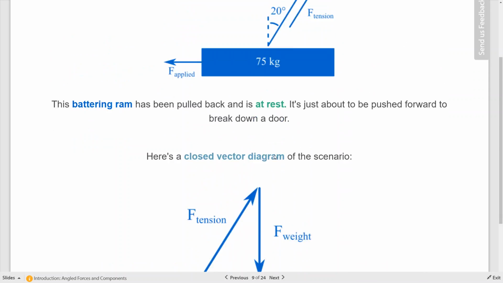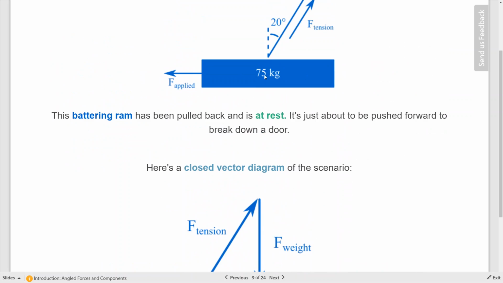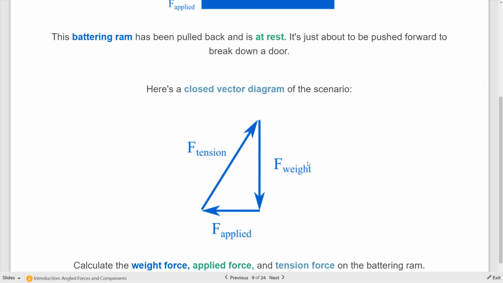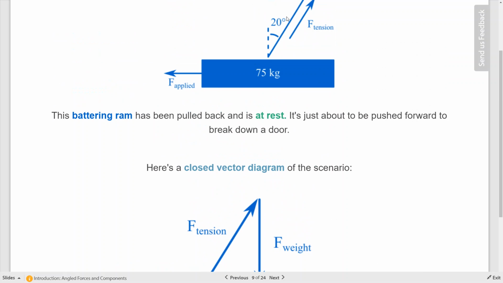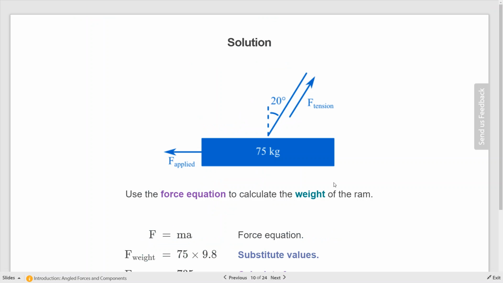So here's our closed vector diagram. We have the weight pulling down here, which is down there. We have the force applied, which we're pulling back in that direction. So on a closed vector diagram, there must be a tension in this direction here, completing that. That's the missing one here. So we have the weight, we have our force that we're pulling back on the battering ram, and so therefore the closed vector diagram is going to have a tensional force from the wire, keeping it at rest. So what we want to do is calculate the weight force, the applied force, and the tension force on that battering ram.